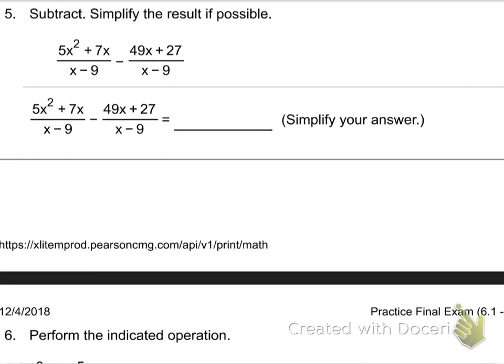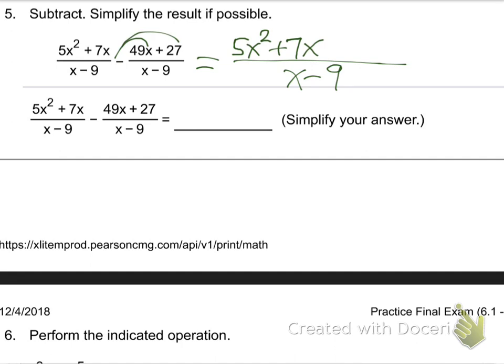Okay, number 5 here. They already have a common denominator, x minus 9. So I'll put them together. You got to be a little careful here. When you subtract, that minus sign's got to go to both. That's the big mistake a lot of people make. So it'll be minus 49x. Most people get that, but then it's also minus on the 27, you see. So you got to watch out for that.